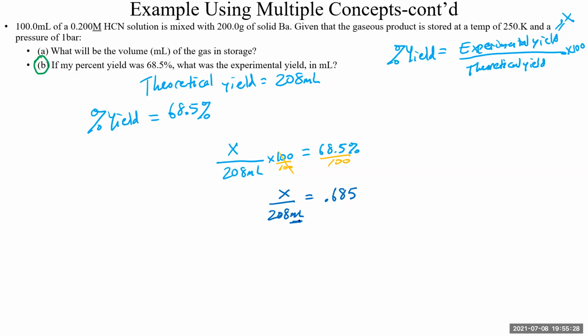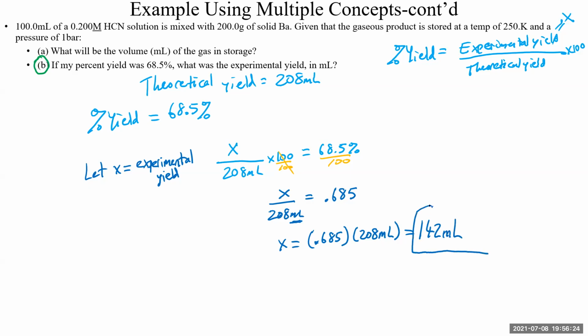Now, whatever the unit is of our theoretical yield here, that's going to be the unit of our final answer. Let X equal the experimental yield. So X is going to equal 0.685 multiplied by 208 milliliters. And remember, a percent doesn't have any actual units. So we just take our 208 multiplied by 0.685, that'll give us units of milliliters, and that ends up being, that can't be right. Let me try that again. 208 times 0.685, yeah, okay, that makes a lot more sense. 142 milliliters. And so that is our experimental yield, milliliters of hydrogen gas. This is hydrogen, right? Hydrogen gas. That's our experimental yield.